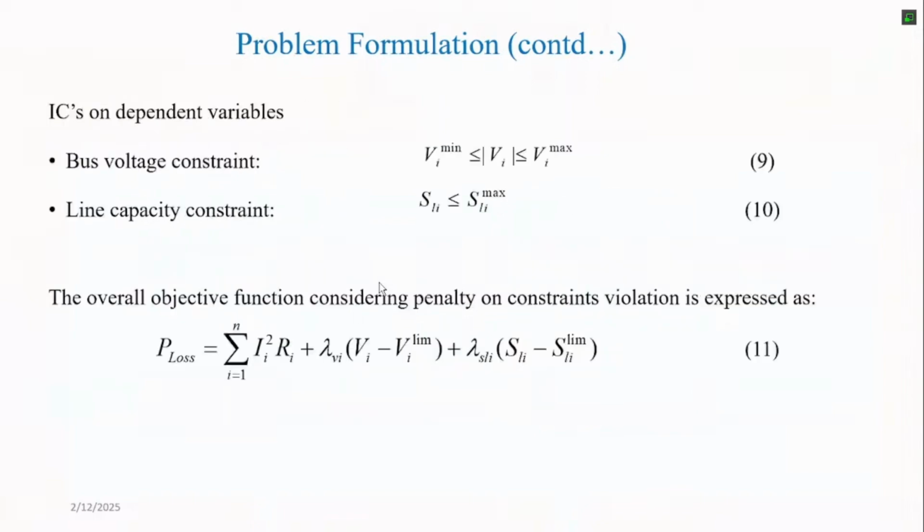And coming to the dependent variables, here we have considered two as dependent variables: bus voltage and line capacity constraint. The bus voltage should not fall below a certain limit. If I consider the bus voltage between V minimum and V maximum, it is supposed to stay within a certain value. If it falls outside, then what we do is add this dependent variable function to our objective function.